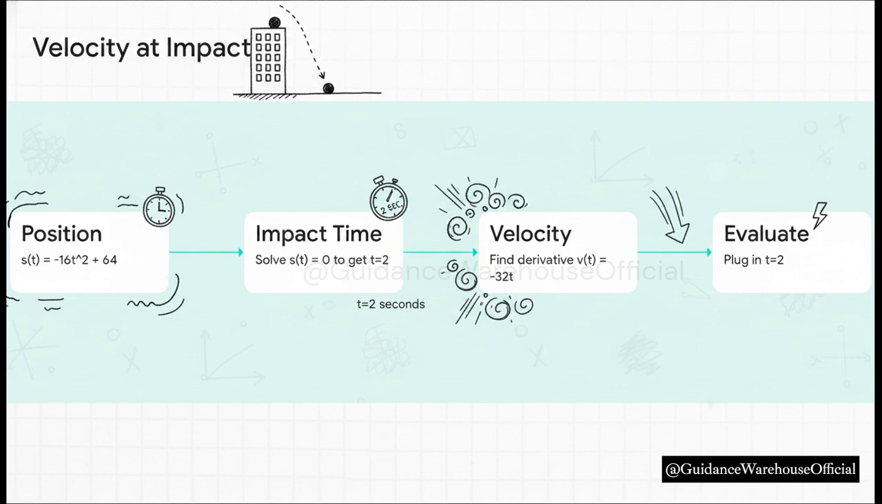Now to find the exact velocity at that moment of impact, we just take the derivative of our position function. The derivative of negative 16t squared plus 64 is negative 32t. And finally, we plug in our impact time, which is 2 seconds.